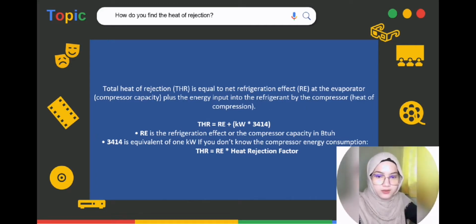RE is the refrigeration effect or the compressor capacity in BTUH. 3414 is equivalent to 1 kilowatt. If you don't know the compressor energy consumption, THR equals RE multiplied by the heat rejection factor.